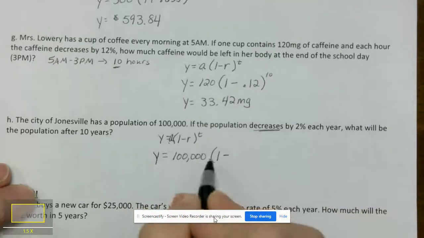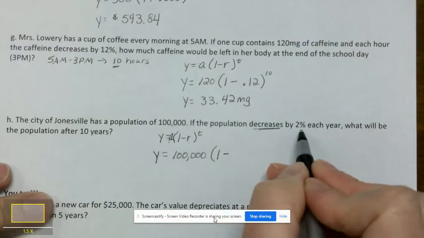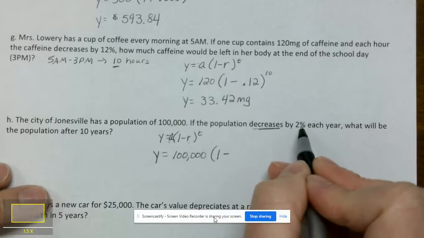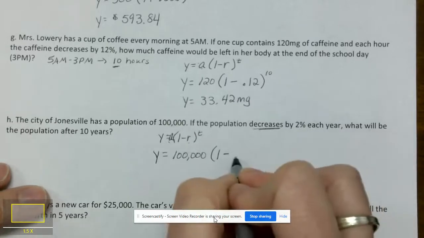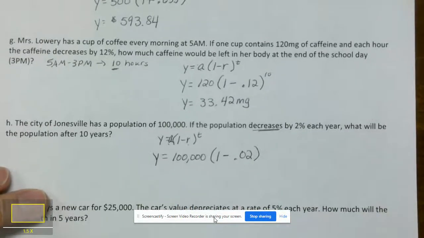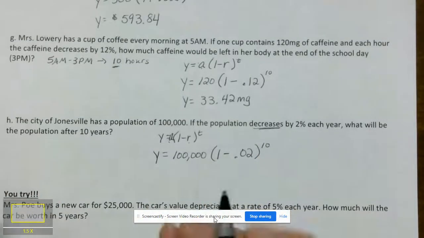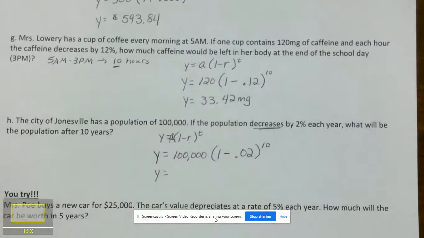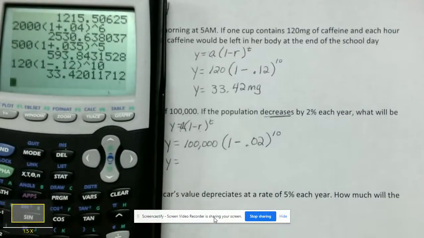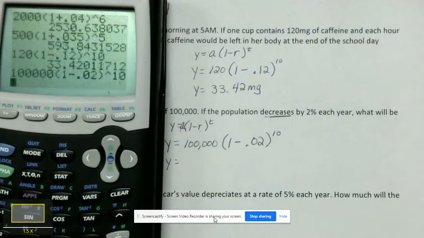1 minus the rate, my rate here is 2%. Your rate is always the thing that has the percentage. So that's going to be 0.02 when I convert it to a decimal. And my time is after 10 years. So that's my t. All right, so let's key this in our calculator and see what we get. 100,000 times 1 minus 0.02 raised to the 10th power.